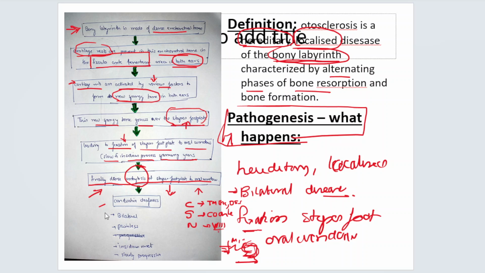So what are the features of this conductive hearing loss? One is bilateral. As I said, it is affecting both the ears. Then it is painless. So there is no question of pain at all. And it is of insidious onset and slowly progressive. So these are the four features of conductive hearing loss which help you to differentiate the deafness caused by otosclerosis from other deafnesses.